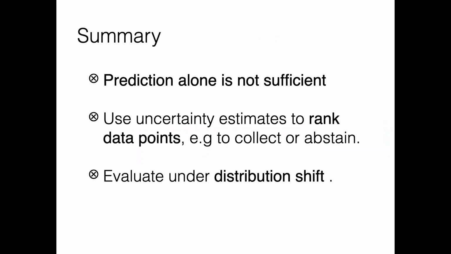Just a quick summary at this point: prediction alone is usually not sufficient. You want to use it for second order tasks or decision making, things like ranking data points, collecting data, abstaining on data points. Evaluating under distribution shift is a crucial way to do this because it allows you to move from areas of high density to areas of low density and see how the distribution changes as you make that move. Okay, any quick questions about that?